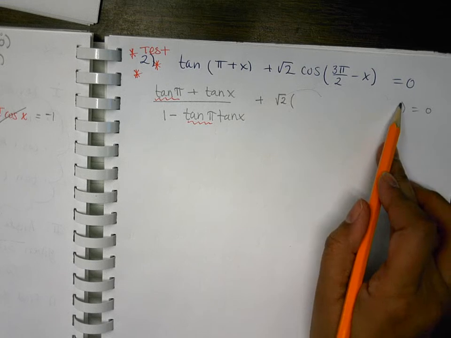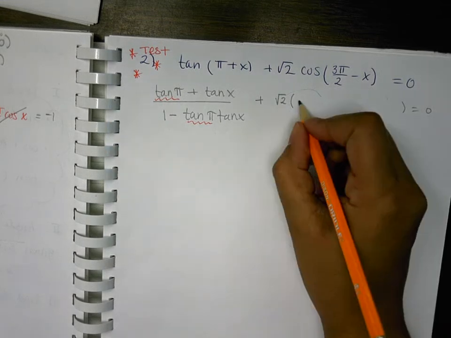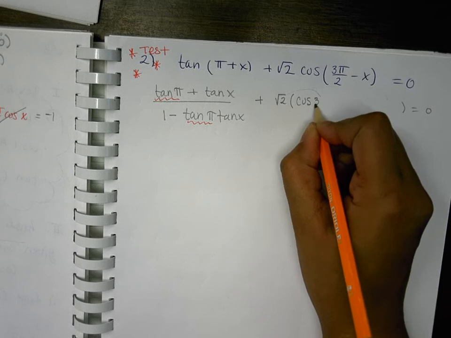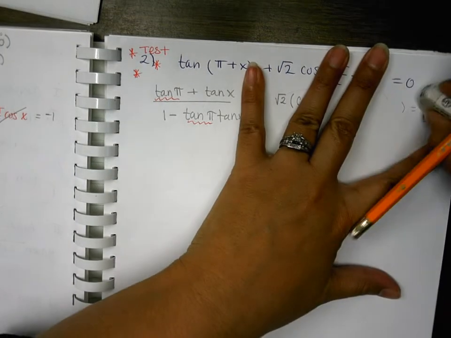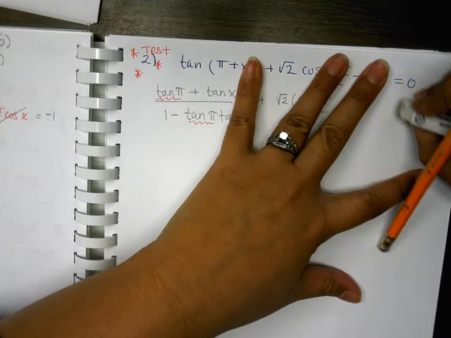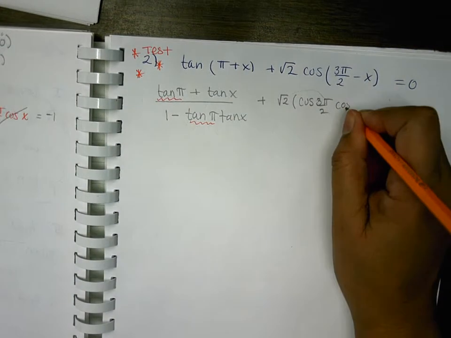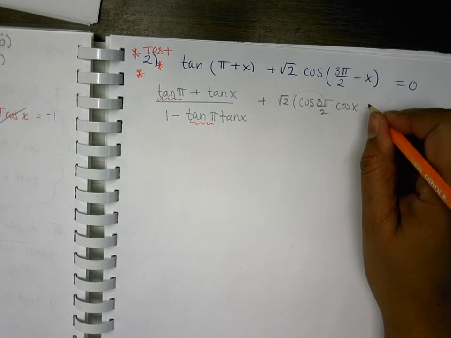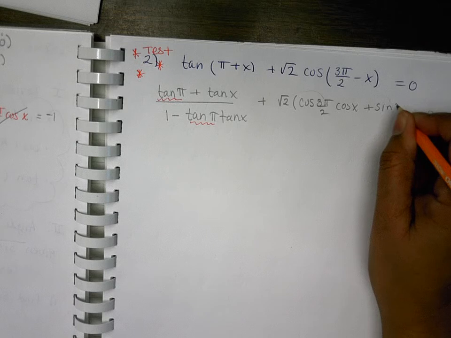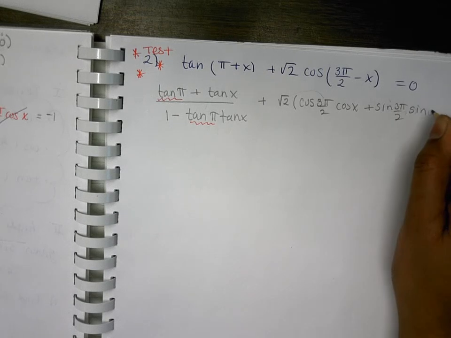All right, cosine, friendly or snobby? Snob. Cosine of 3 pi over 2 and cosine of what? Cosine of x. Okay, and then minus or plus? Plus, good job. Sine of 3 pi over 2 and sine of x, close parentheses, equals 0.